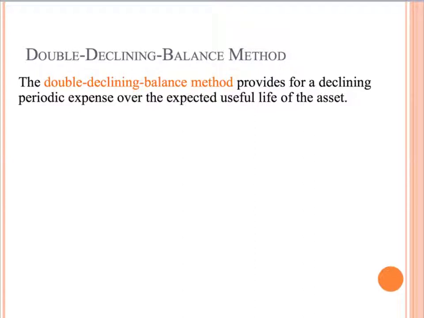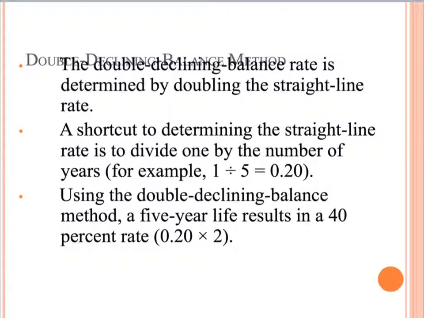We're now going to look at double declining balance method. This method provides a declining periodic expense over the useful life of the asset. The double declining rate can be determined by doubling the straight line rate. So if you can calculate straight line, you double it, multiply by 2. There is a shortcut in determining the straight line rate, and that is to divide 1 by the number of years. 1 divided by 5 to give us 20% rate on straight line. And we multiply that times 2, we get a 40% rate for double declining balance.